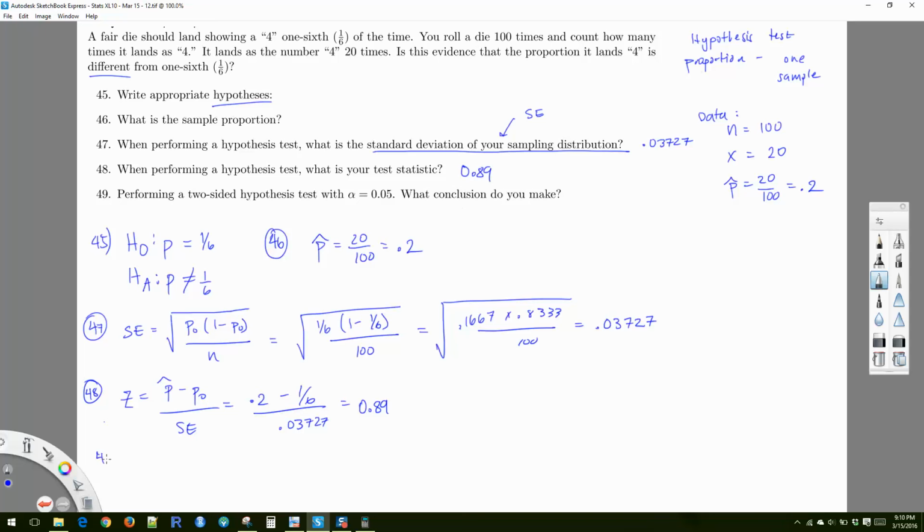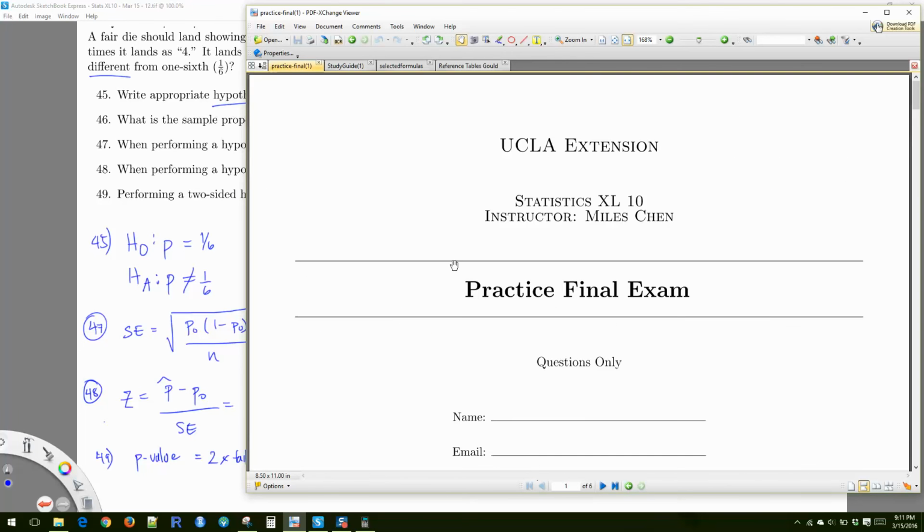Okay, so 49, I'm going to get my p-value. Because the alternative has a not equal sign, the p-value will be 2 times the tail area. So do I go to the left or to the right? I go to the right because I've got a positive 0.89, right? So my tail is the area to the right of 0.89. So looking that up, whoops.